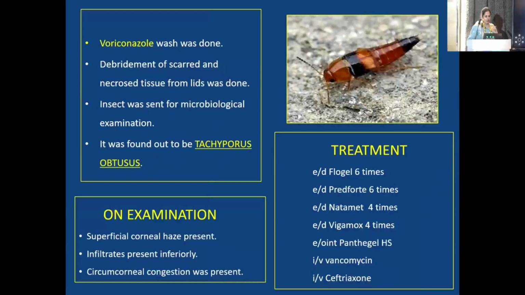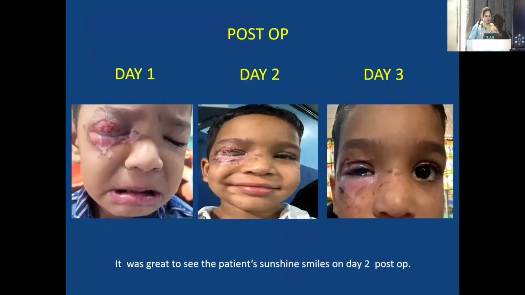On examination, superficial corneal haze was present. Infiltrates were present inferiorly. Circumcorneal congestion was present. He was treated with lubricants, topical steroids, Natamet, Vigamox, and eye ointment Penthagel. IV antibiotics, vancomycin and ceftriaxone, were also started.